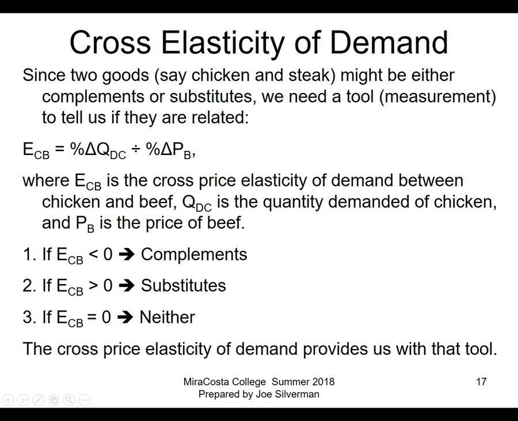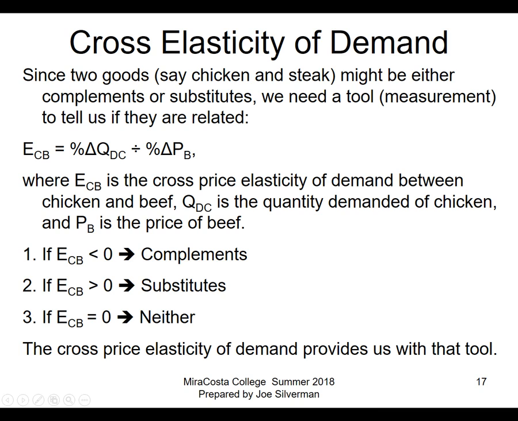Cross price elasticity of demand. So imagine that we're talking about the relationship between steak and chicken. They could be complements, they could be substitutes, or maybe they're not related at all. Most people would think that chicken and steak are substitutes. If we had no idea, what we could do is get data on the sales of chicken and beef, or chicken and steak, and look at what happens when we change the prices of either chicken or beef to the other good.